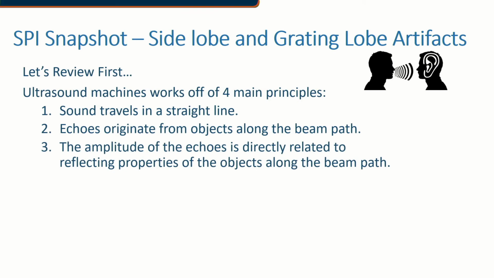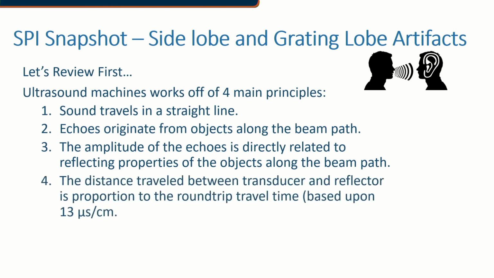Also, it's going to use as a principle that the amplitudes of the echoes are directly related to the reflecting properties of the objects along that beam path. Now, the distance traveled by the transducer and the reflector is proportional to that round trip travel time, which is based on that 13 microseconds per centimeter. Remember, that goes back to our rule of 77,000. So what happens is artifacts occur because these returning echoes violate the rules.